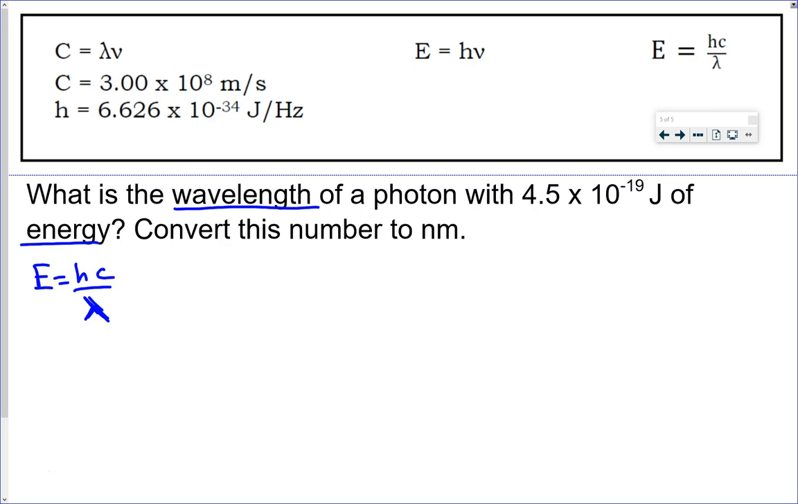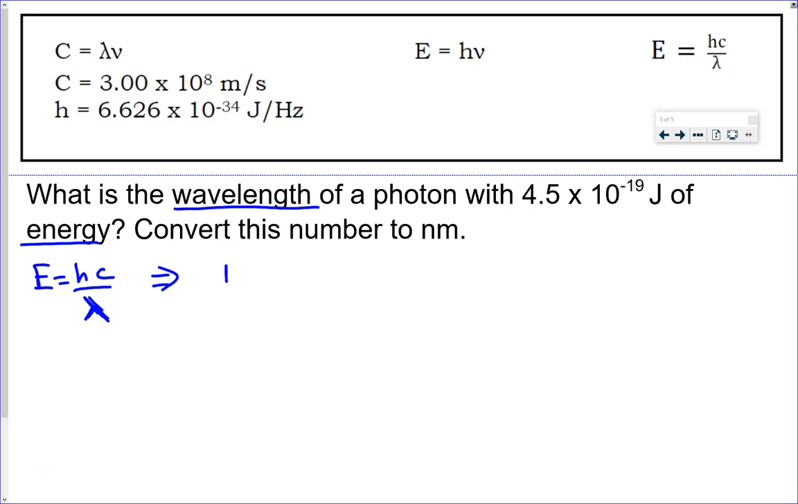We need to rearrange it a little bit so that it's solved for wavelength. I think that's a little bit easier than just plugging things in right now, because when we're solving for something and it's in the denominator, that can get a little bit tricky. So to try and simplify this and solve it for lambda or wavelength, because that's what we're looking for in this problem, I'm going to start by multiplying both sides by lambda.